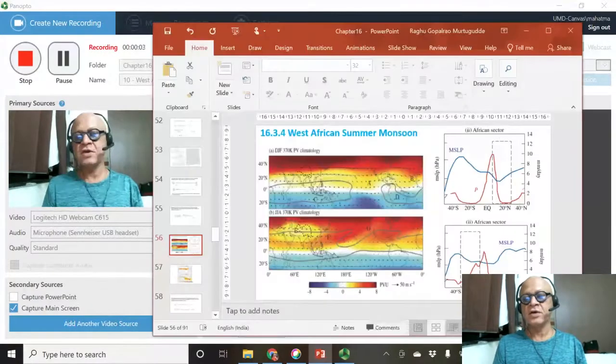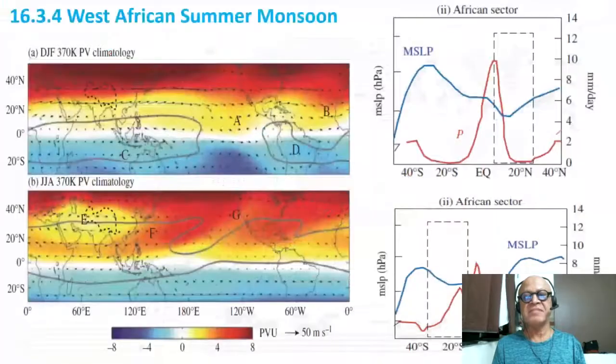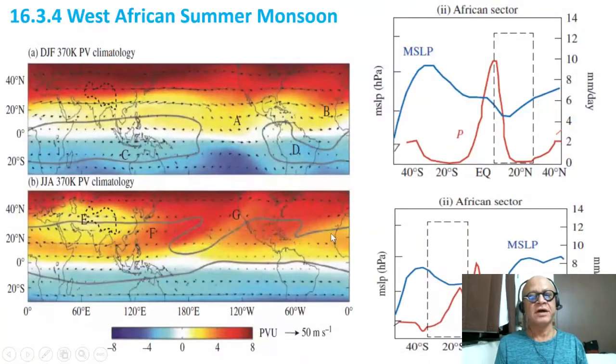Let's look at the West African rainfall. The main message here will be that it is strongly related to the Indian summer monsoon, especially because of this PV advection and the easterly jet that's going around the Asian monsoon gyre that we talked about with a PV minimum and crossing right across into the Atlantic sector.